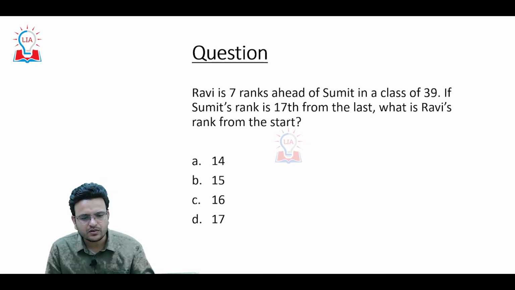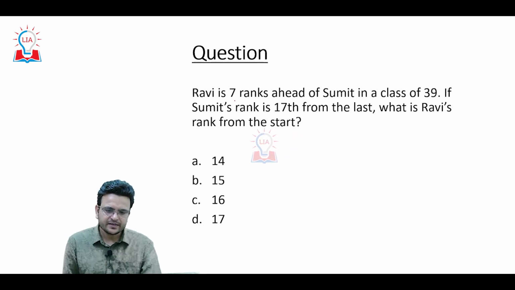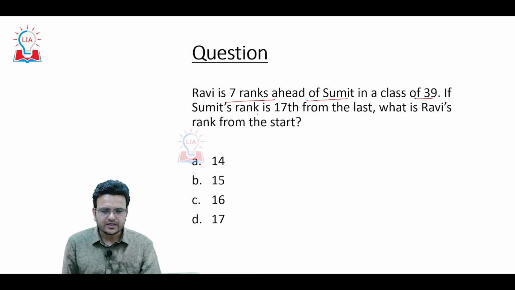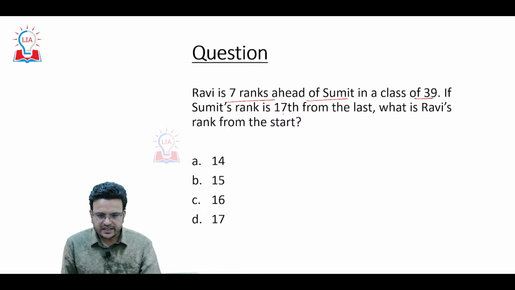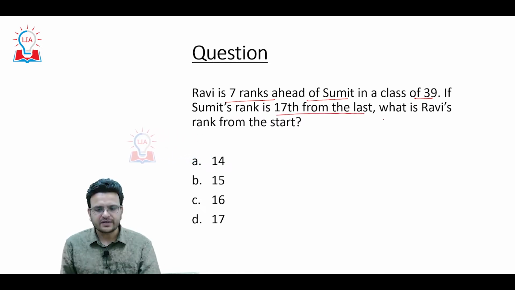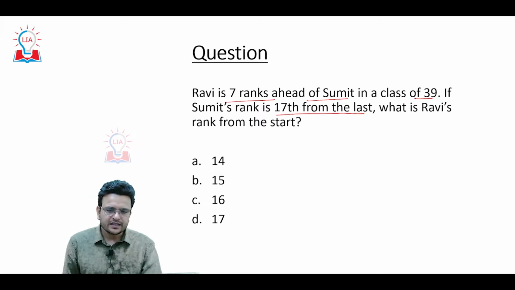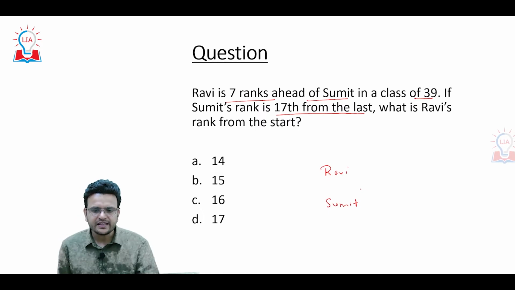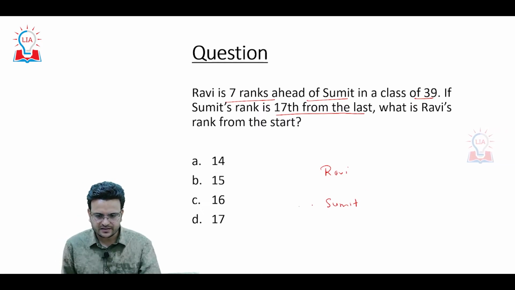Now see one more question. Ravi is 7 ranks ahead of Sumit in a class of 39. If Sumit's rank is 17th from the last, what is Ravi's rank from the starting? Ravi's rank is 7 ahead of Sumit. So we have one person Ravi, we have one person Sumit. Sumit's rank is 17th from the last.